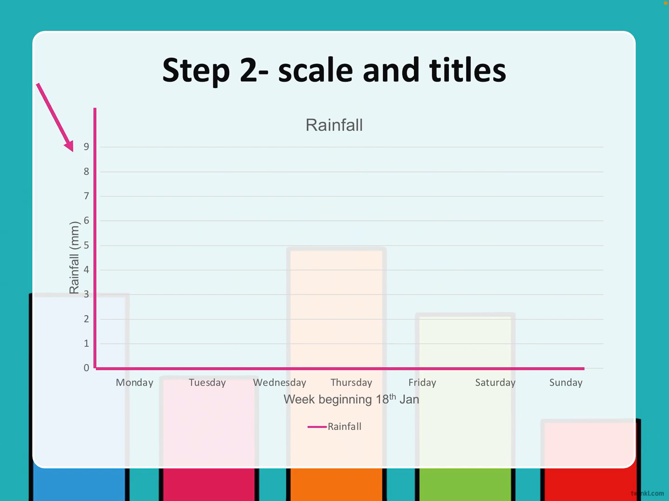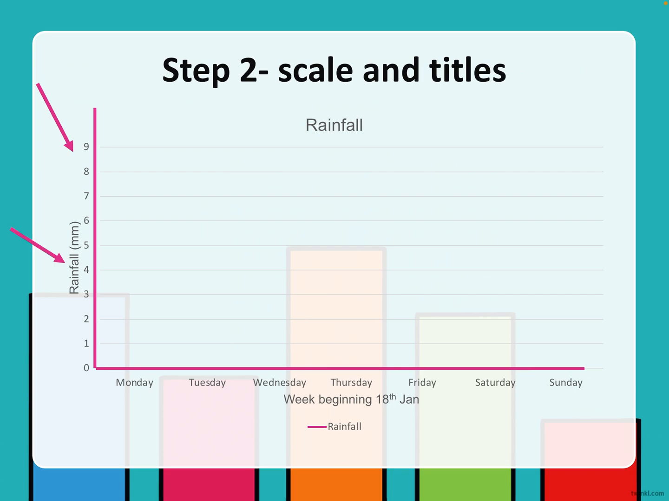So for example, I have measured the amount of rainfall across a week and the highest amount of rainfall I didn't think would be more than 9 mm, so I've just put it up to 9 mm. But if there was more than 9 mm of rainfall, then I would have put it higher than that and possibly scaled the scale.